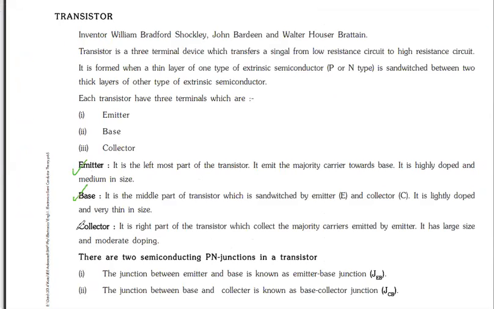So yeah, we studied what the collector is, yes or no? And we studied that when we talk about this transistor, we have two junctions. One is the emitter-base junction and one is the collector-base junction. The emitter-base junction is forward biased, and the collector-base junction is reverse biased. Yes, very good.